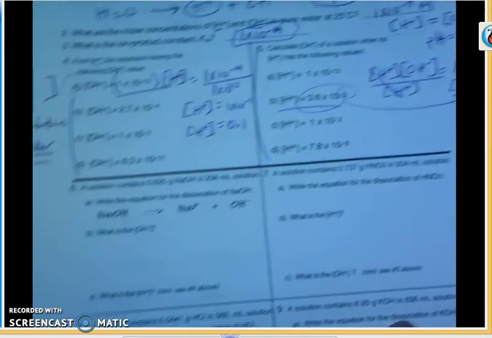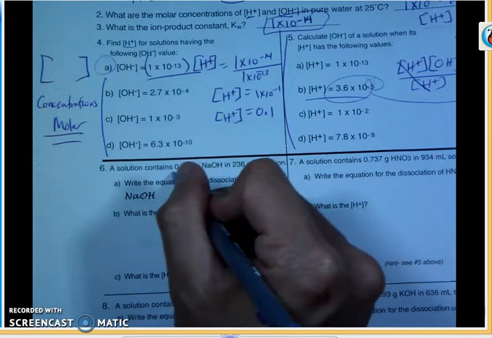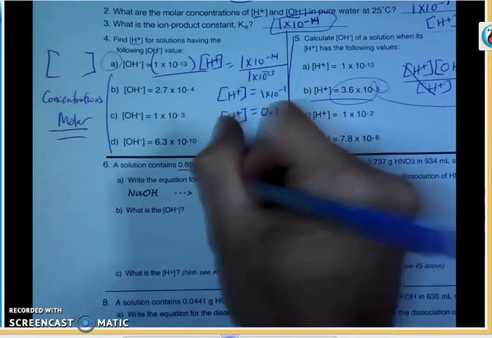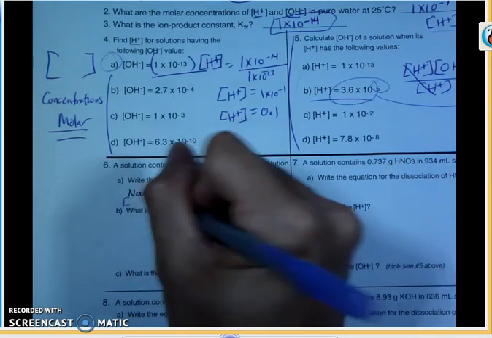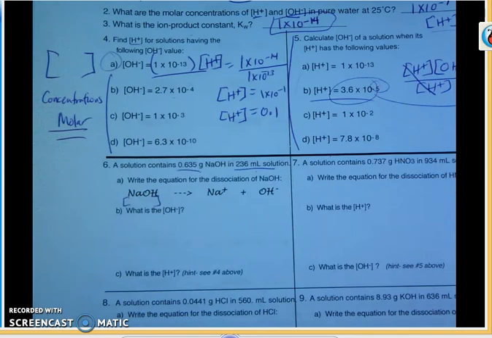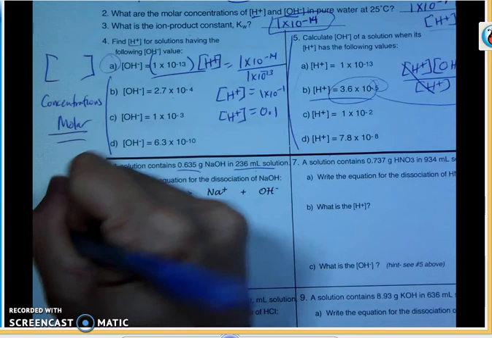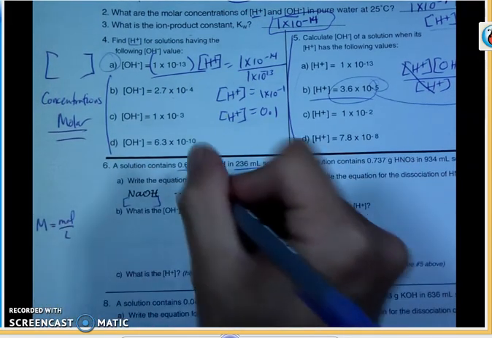Okay, number 6. They gave you a solution containing that many grams of NaOH in that many milliliters of solution. So the first step, with grams and milliliters, we need to know the concentration of the NaOH. Okay? So again, concentration goes back to the solution unit. Molarity is equal to moles over liters.